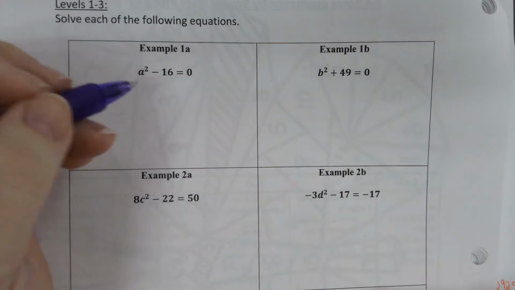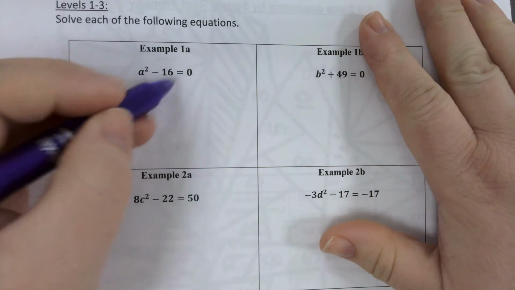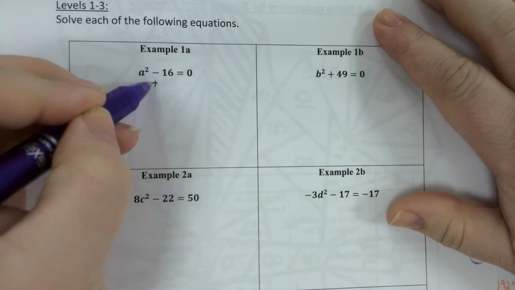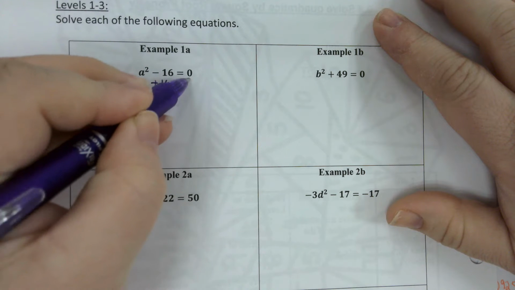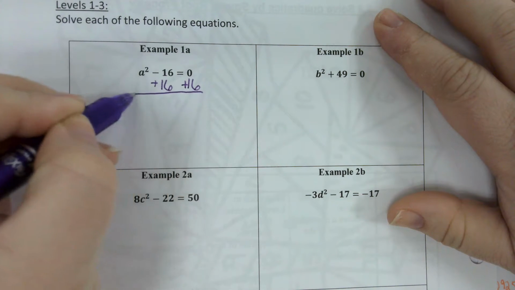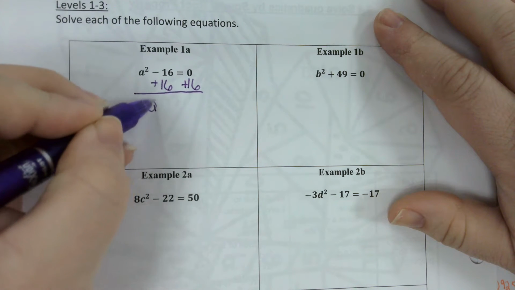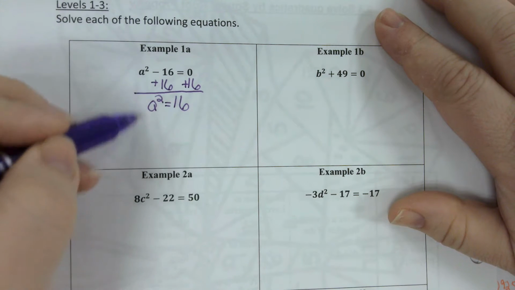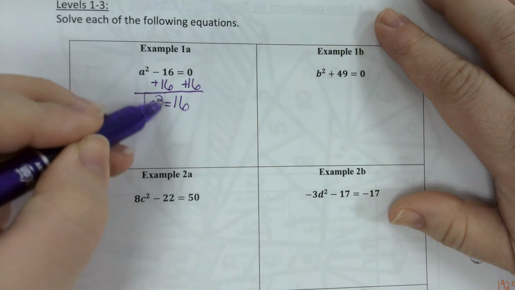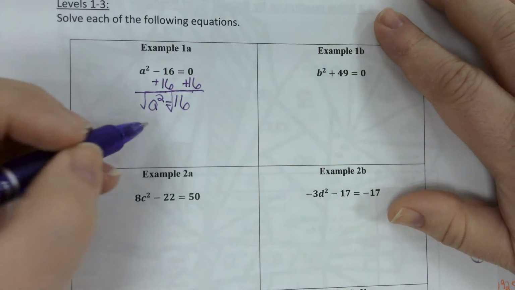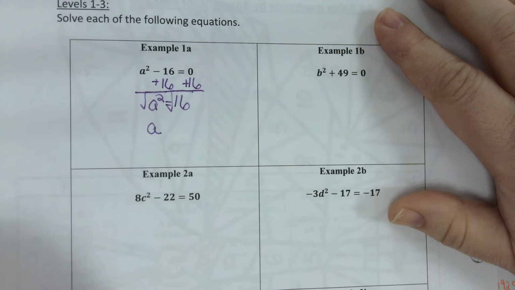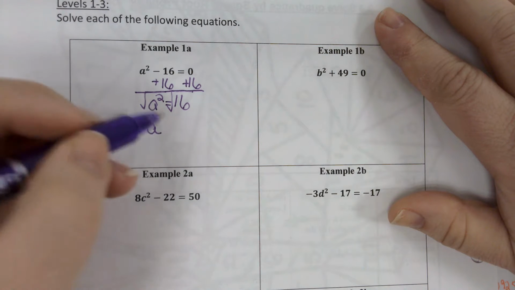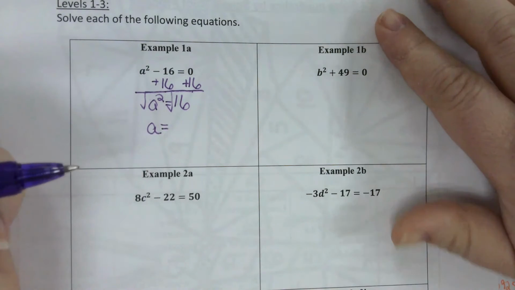So in our first example here, we'll need to get rid of the 16 by adding 16 to both sides. And that gives us a squared equals 16. Now that a squared is all by itself, we'll need to take the square root of both sides. The square root of a squared is a. And we know the square root of 16, it's 4.